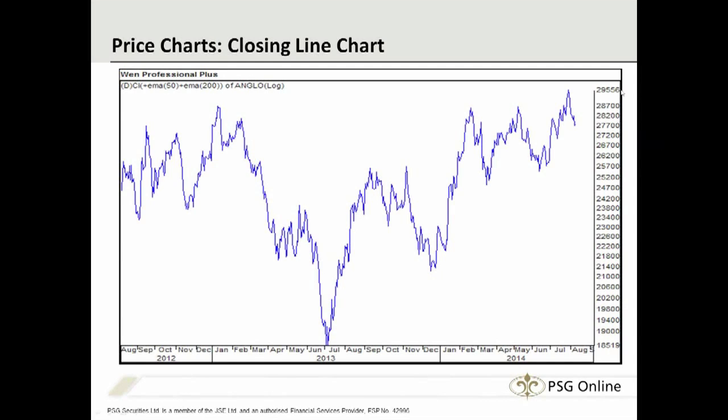You've got two scales. You've got your Y, that's your price in cents, and then your X scale, your horizontal scale, that's the time. So I'll show you roughly about 2.5 years. This is until Friday's information. So that's what they call a line chart.